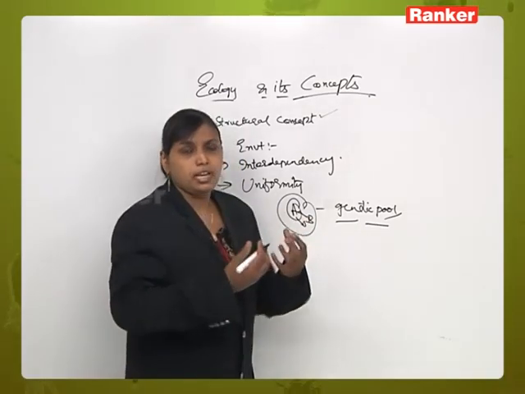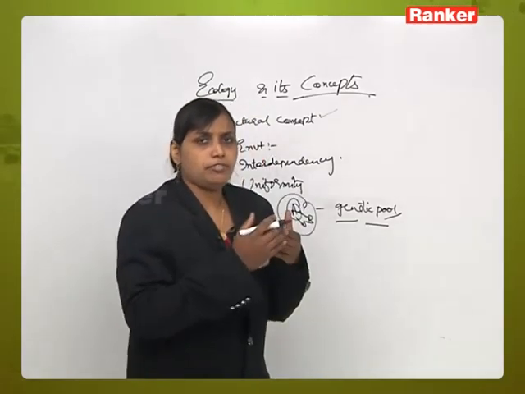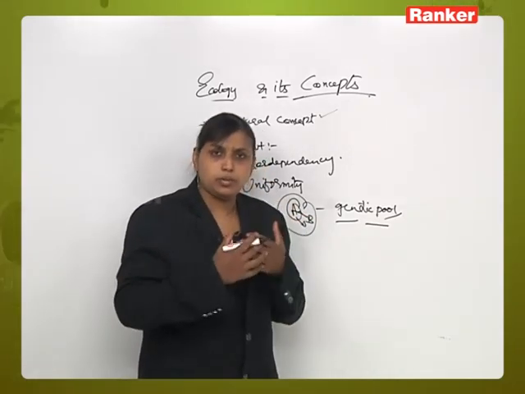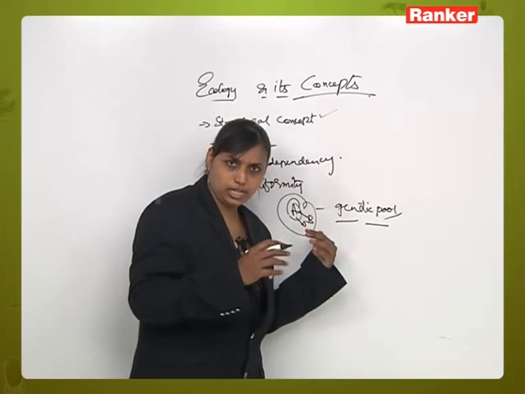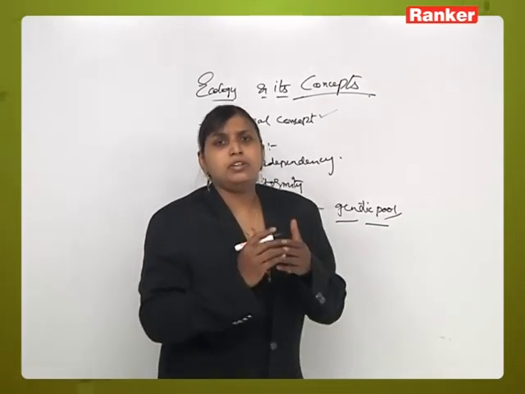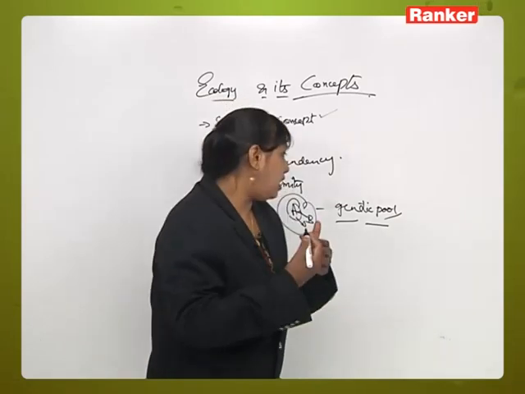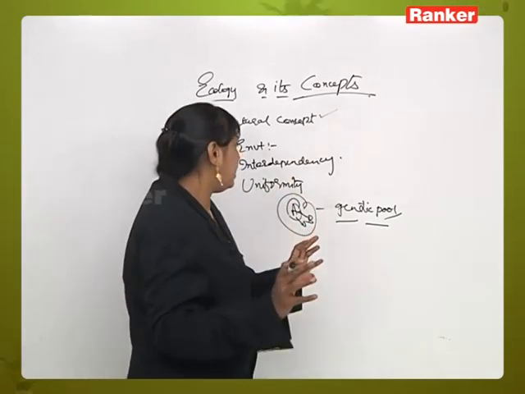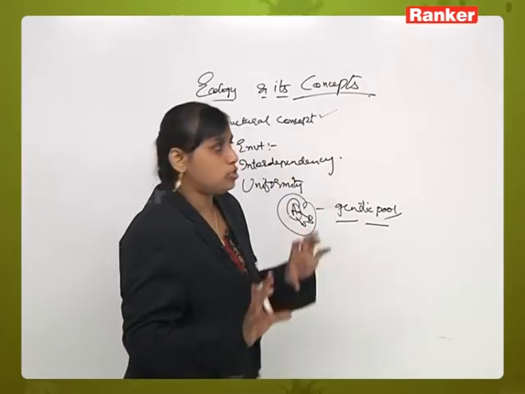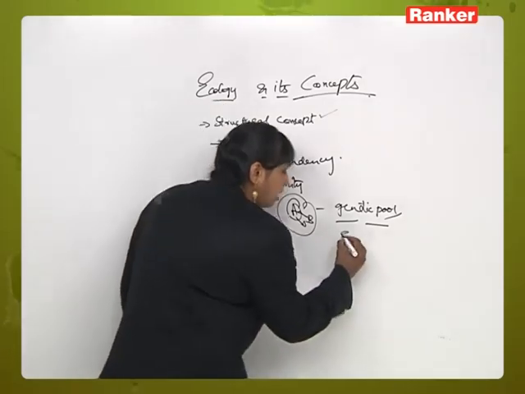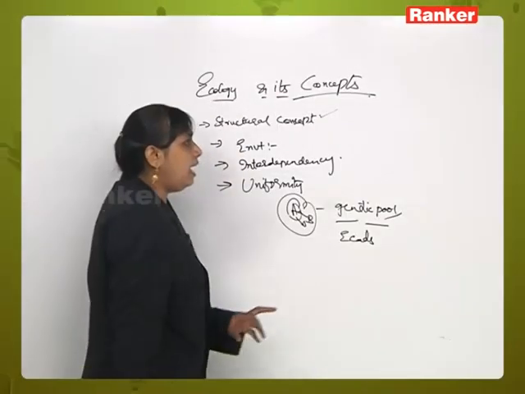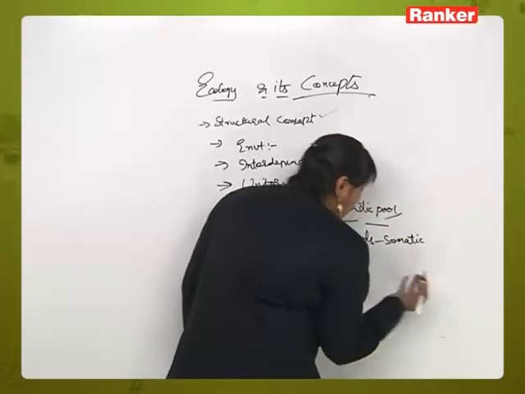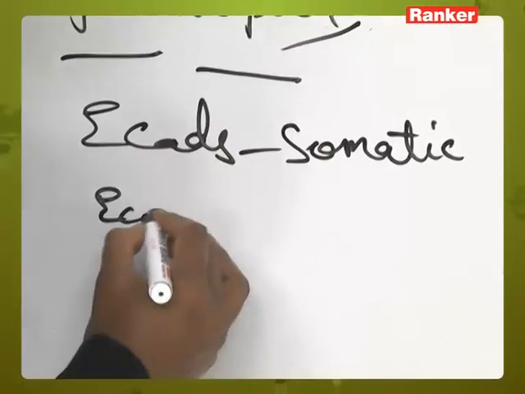But sometimes, with a changing environment, after 10 years, 20 years, a decade, 100 years, the organism surviving in that environment adapts itself to the changing environment. When they adapt, these changes occur either in their somatic characters or in their genetic characters. Changes in the somatic characters are called ecads, and those in the genetic characters are called ecotypes.